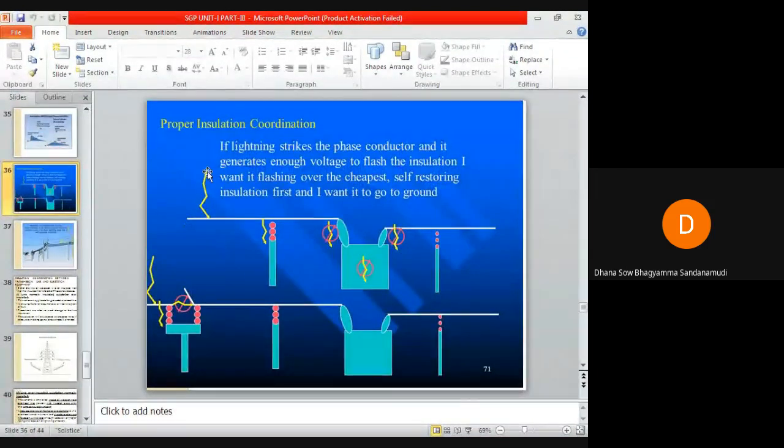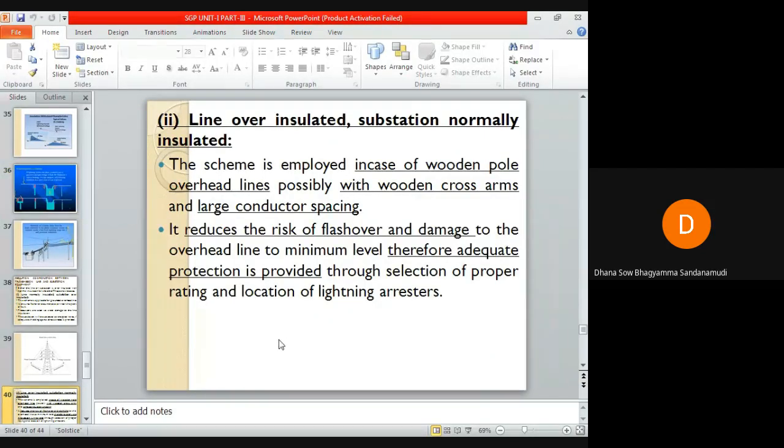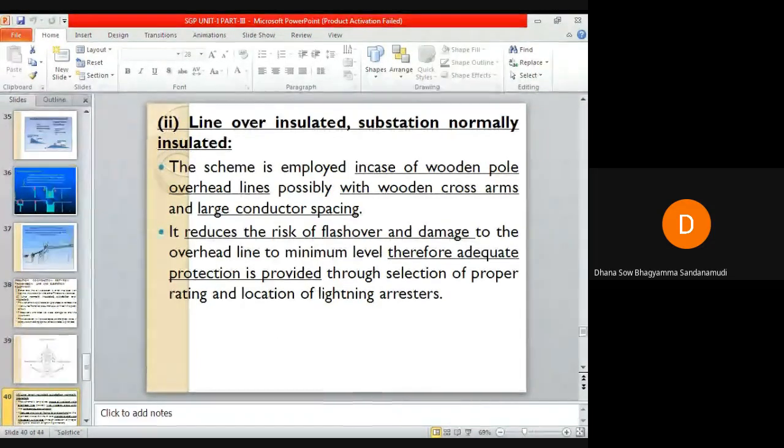Okay. So if our voltage occurs, okay, still it is breaking. I don't know why my voice is breaking.